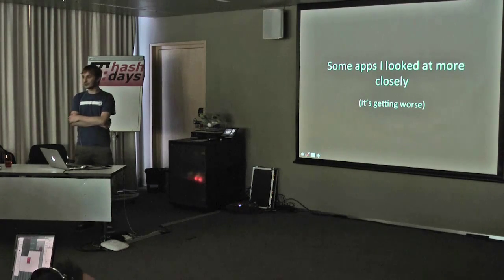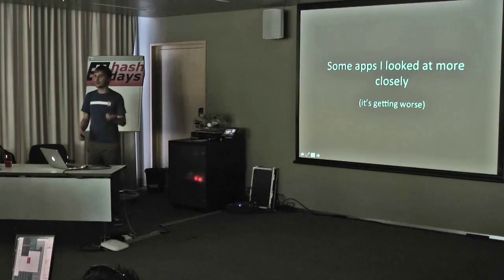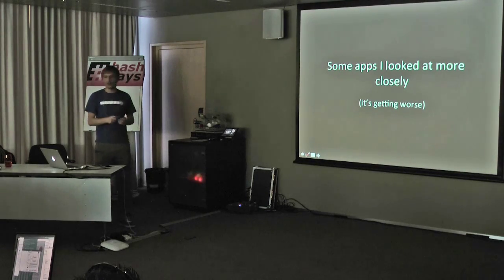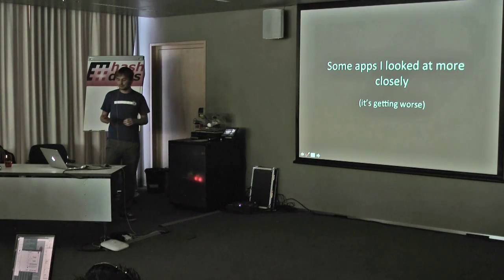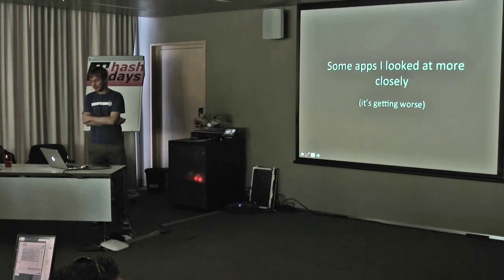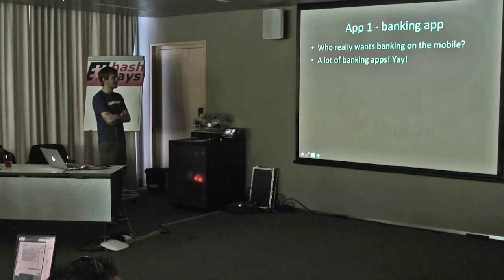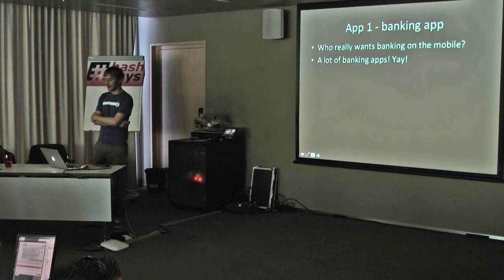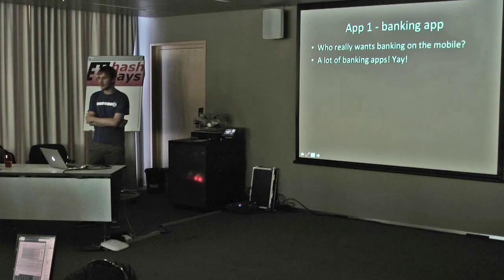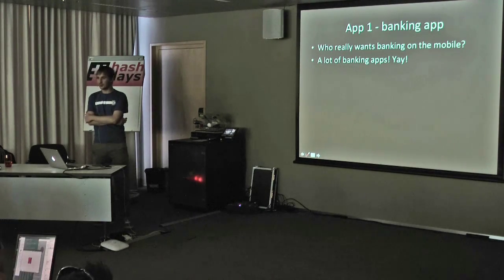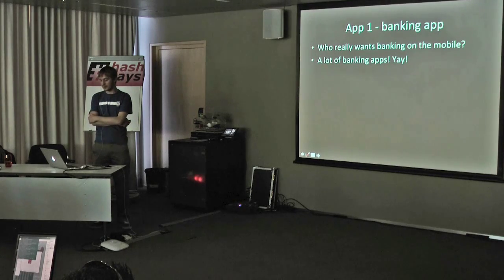Okay, that was just the low-hanging fruits. Like sometimes I don't even know what the encryption is used for, or I just don't care. But yeah, there are really a lot of keys in the code. And let's look at some apps I looked at more closely. The first one is a banking app. And I always wonder who really wants banking on the mobile. I think it's not the IT security guys most of the time. There are a lot of apps which do banking on the Android platform.